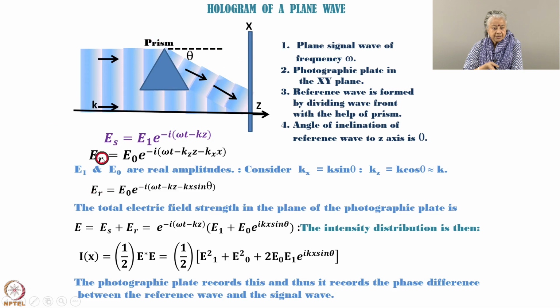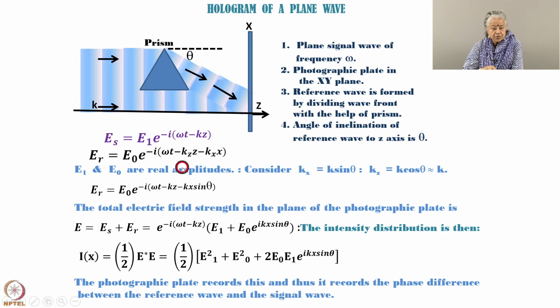So how do I describe the signal wave? Like any other wave which we have done so many times before, Es, S stands for the signal, is equal to E1 e to the power minus i (omega t minus kz). And E1 is the amplitude. And Er, which is the reference wave, that means this one, has an amplitude of E0. So this wave is E0 e to the power minus i (omega t minus kz z minus kx x).